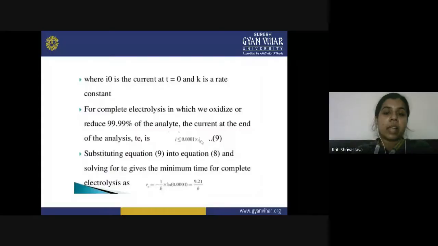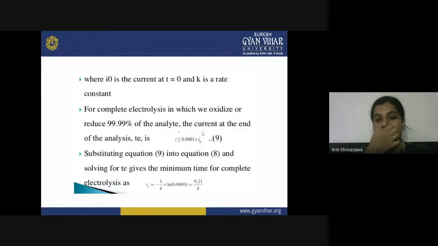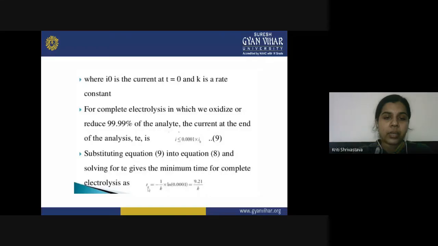So the current will be only due to this much concentration of the copper, because at the time TE, when your electrolysis is complete, the current remaining will be this much percentage. This is the current that is left inside the electrochemical cell. When you substitute this into the previous equation, integrating the current versus time, you get this equation with the rate constant. Here you can see TE is equal to 9.21 upon k, so this is inversely proportional to the rate constant of the reaction.